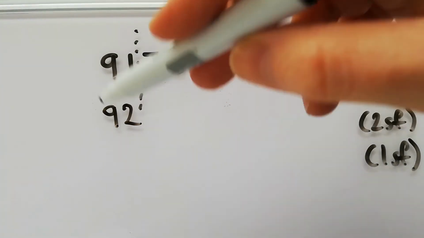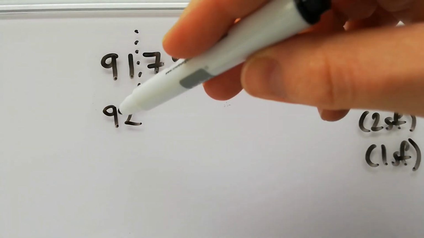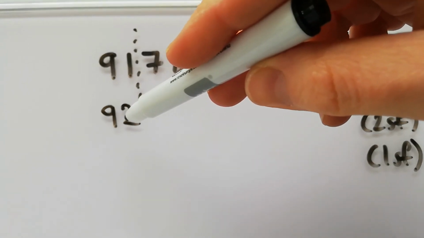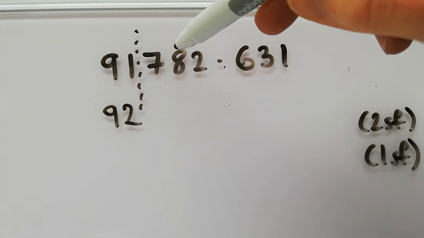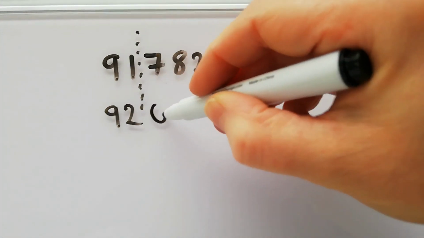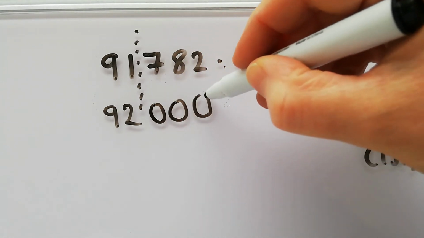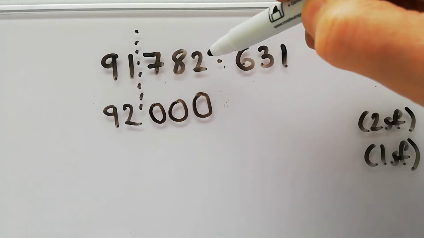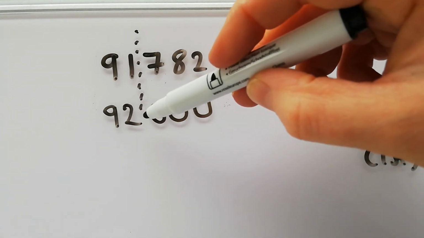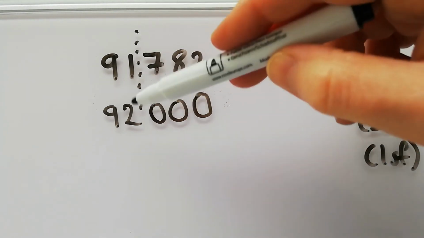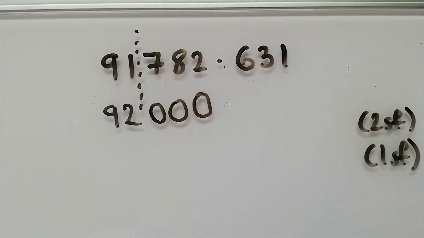And then again, I've got a difference in the size of these numbers, because 92 is nowhere near the same size as 91,000 and odd. So I have to fill in a 0 and a 0 and a 0 where the 7, 8 and 2 were, to make that 92,000, which is much more similar in size to 91,000 and odd.